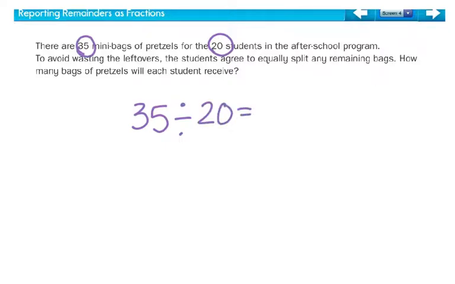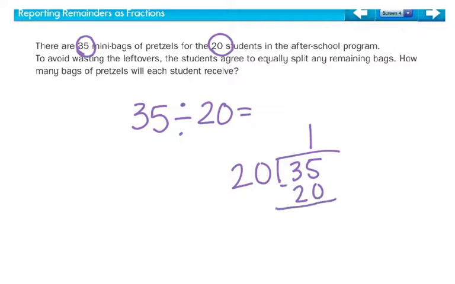So what that tells me is I have to take and divide 35 by 20. How many 20s are in 35? Well, it goes just once. I subtract. There's 15 bags that remain. What this tells me is every student will get one bag. The remainder is 15. We don't want to just set those 15 bags of pretzels aside and say forget it.